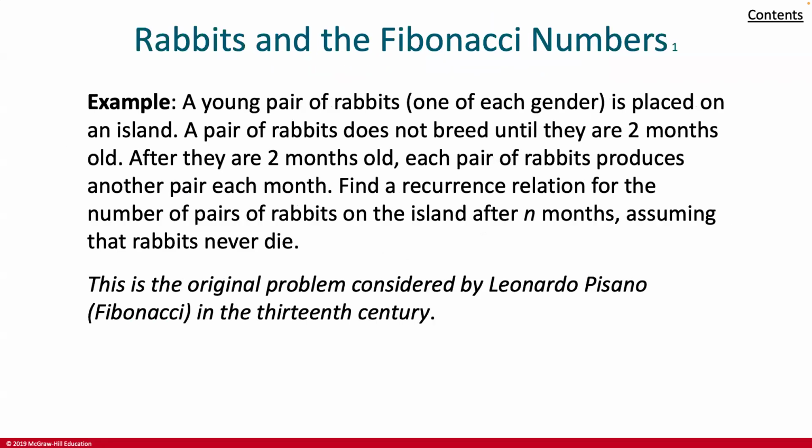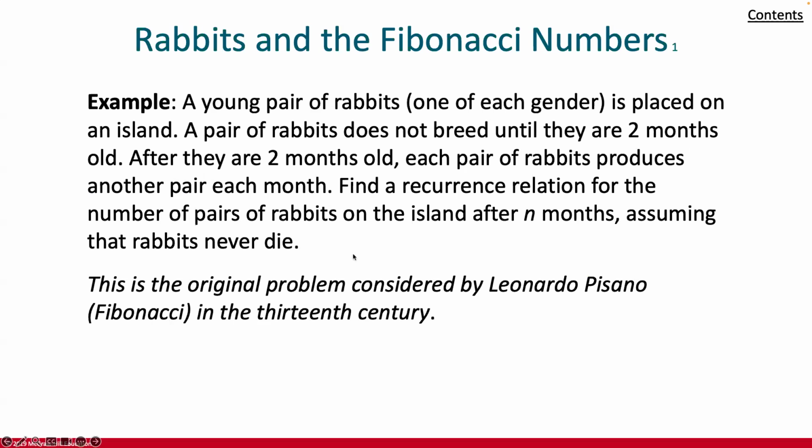So here's an example, and we'll have a couple of slides that go over this. A young pair of rabbits, one of each gender, is placed on an island. A pair of rabbits does not breed until they are 2 months old. After they are 2 months old, each pair of rabbits produces another pair each month. Find the recurrence relationship for the number of pairs of rabbits on the island after n months, assuming that the rabbits never die.